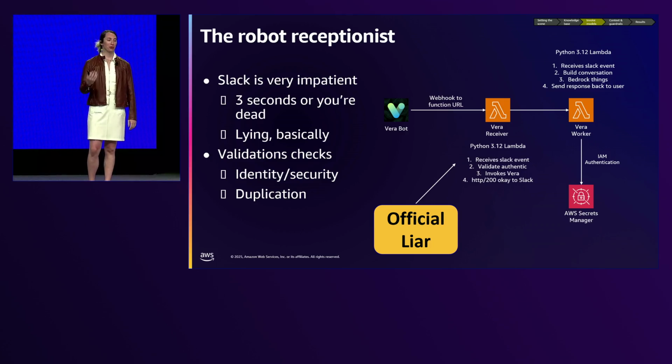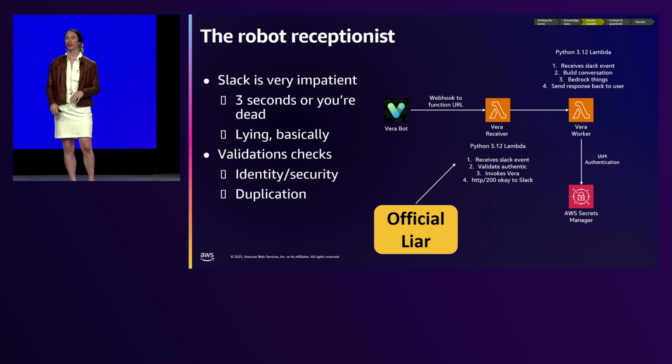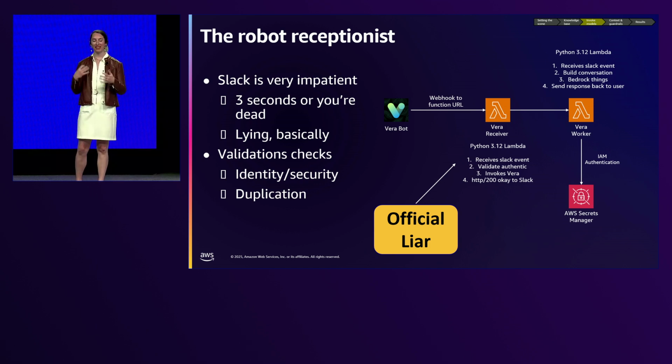So I implemented 2 Lambdas, and this is the receiver that basically just lies. It's the official liar for the project, and it says, Slack, we're done, we're good, bro. It sends an HTTP 200 back and says, hey, this is resolved, don't worry about it. And Slack says, great, thank goodness it's resolved.